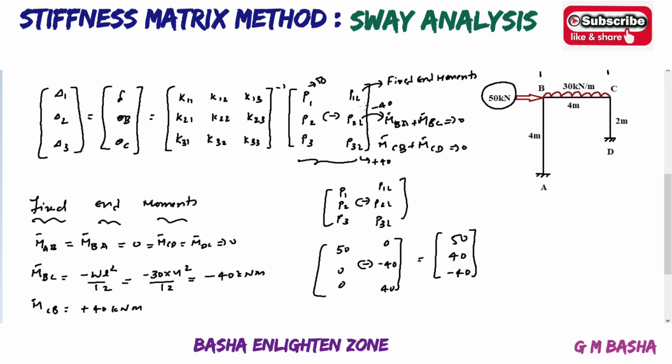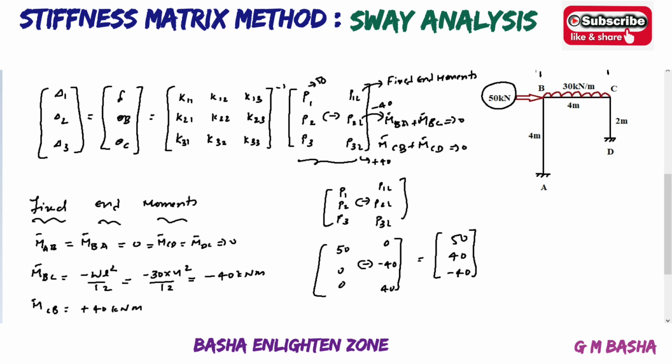For example, if this force 50 kilonewton is not given, at that time what will you get? There will be three unknown displacements only. In the place of P1, P2, P3, both will be 0. For example, there will be one more question like this. I will show you the difference: if force is not given, how you can consider these external forces.